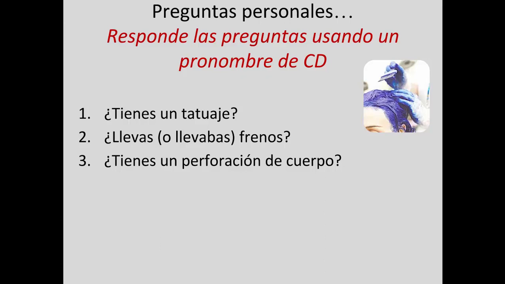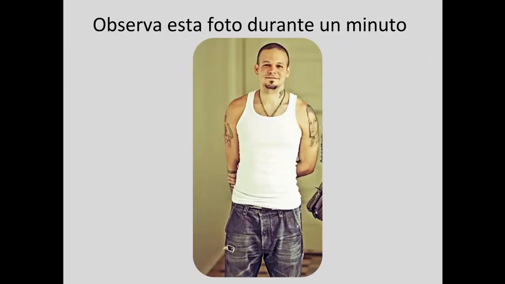So, what I want you to do right now is practice using direct object pronouns, and answer some preguntas personales, or personal questions about yourself. These questions are in the tú form. Make sure you answer in the yo form in Spanish, and I want you to replace the direct object with the direct object pronoun. For example, on number 1, it says, ¿Tienes un tatuaje? Do you have a tattoo? In Spanish, you're going to write, yes, I have it, or no, I don't have it. So I want you to stop the video right now and answer questions 1, 2, and 3 on your note guide.